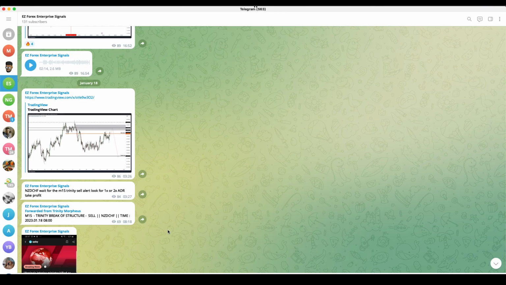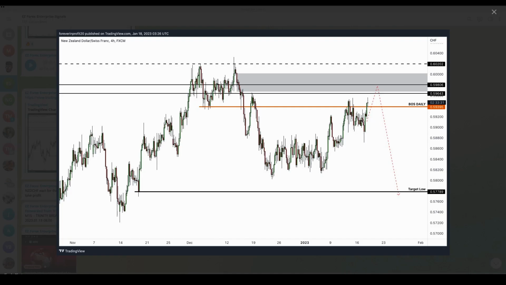Okay, so this is just me being in Telegram right over here and showing you this is the NZDCHF trade, and this is something I gave out in my weekly Zoom call. I told traders that look, if price action goes to this area, then we will be looking for a sell continuation back down into the market, and that's what we currently did see.